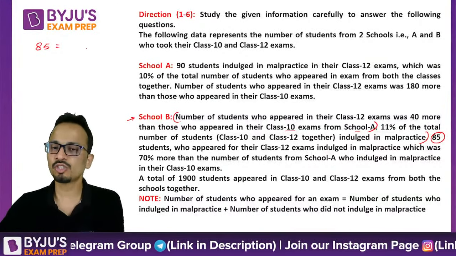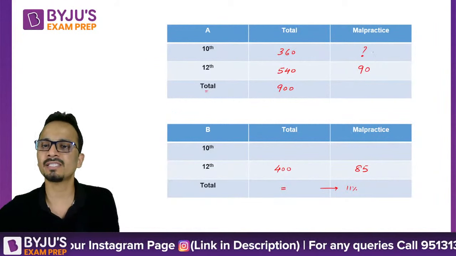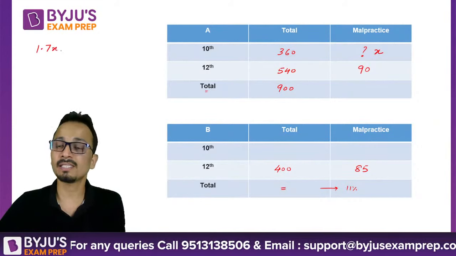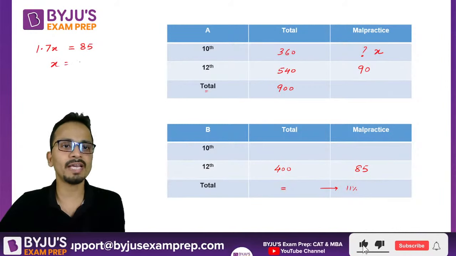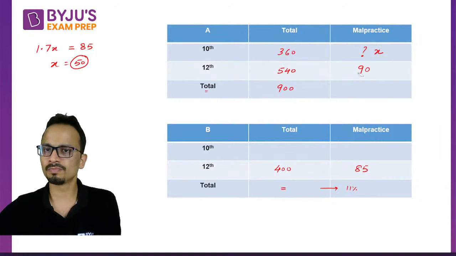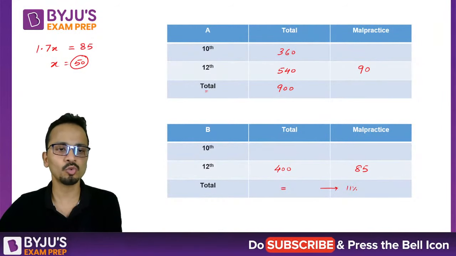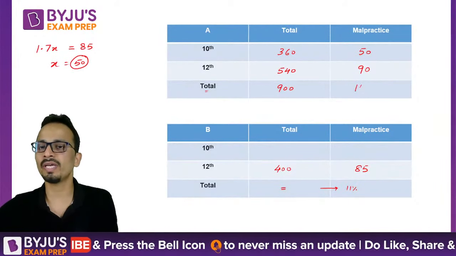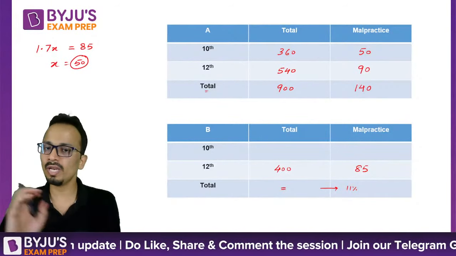So let's say in school A, the students who indulged in malpractice in their 10th standard, if I take it as X, so 1.7x, 70% more than this value, is given as 85. So the value of X will come out to be 50. Okay. So now I also got to know the number of students who indulged in malpractice in 10th standard from school A is equal to 50. So total students जो malpractice में indulge हुए हैं, ये कितना हो जाएगा? 140. All right. Fine. So table A, school A तो complete हो चुका है.